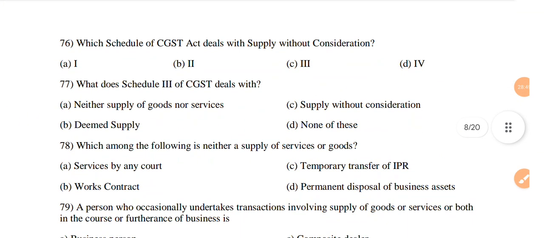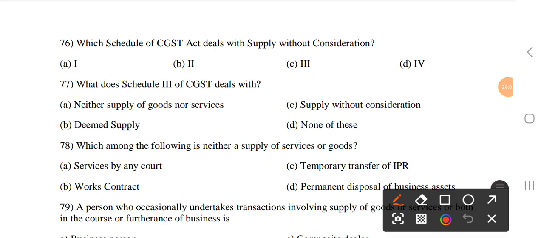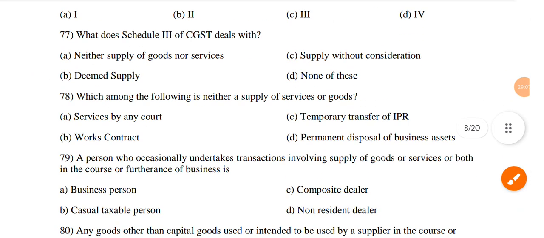Next question, which schedule of CGST Act deals with supply without consideration? Option A, first, option B, second, option C, third and option D, fourth. The correct option is A, first. Next question, what does schedule third of CGST deal with? Option A, neither supply of goods nor services, B, deemed supply, C, supply without consideration and D, none of this. The correct option is A.